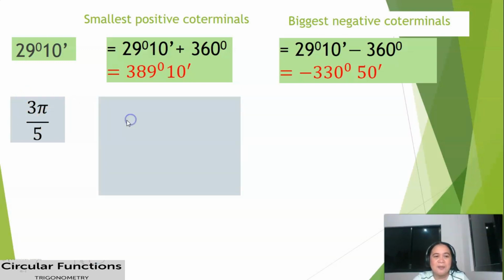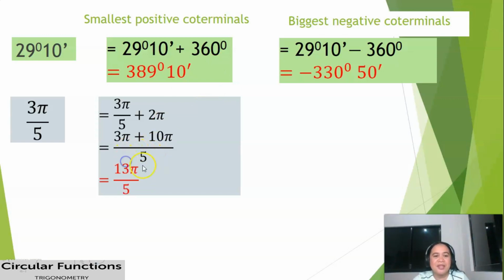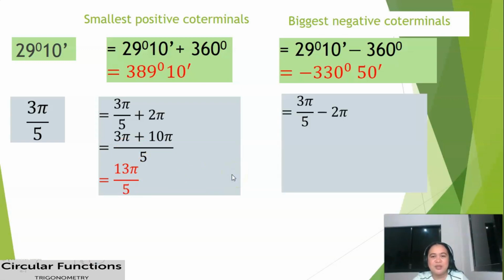So that would be 3 pi over 5 plus 2 pi, because 2 pi again is equivalent to 360. So simplifying, we will have 13 pi over 5. And to get its negative coterminal, we will simply subtract. So subtracting, we will have negative 7 pi over 5.